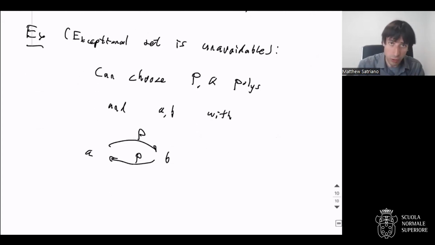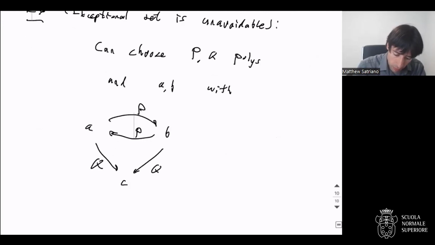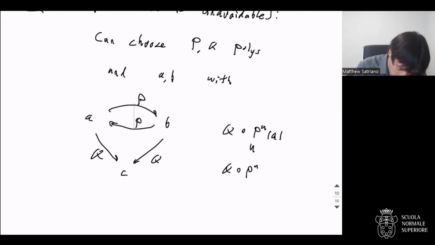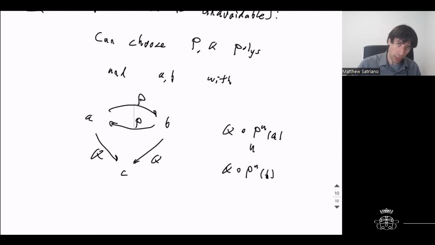So you just do a bunch of iterates of P, you're just bouncing back and forth, but then Q collapses you to some particular point. And then with the setup, if I take Q applied to P to the n of A, that's still going to be Q applied to P to the n of B. So it's like the even odd example, but the even odd example was on an infinite set that you had exceptions. Here it's just on a finite set, but you still can't avoid it.